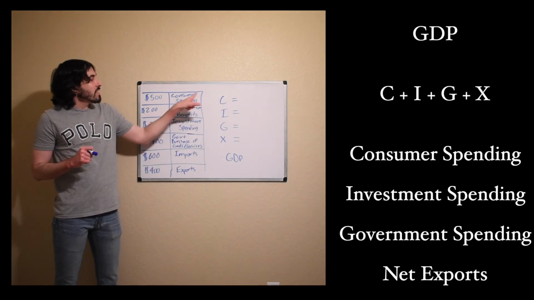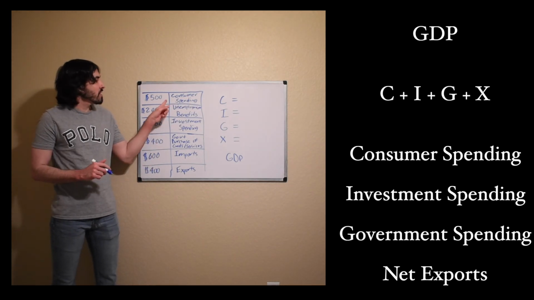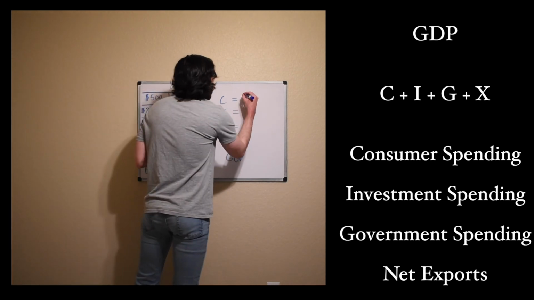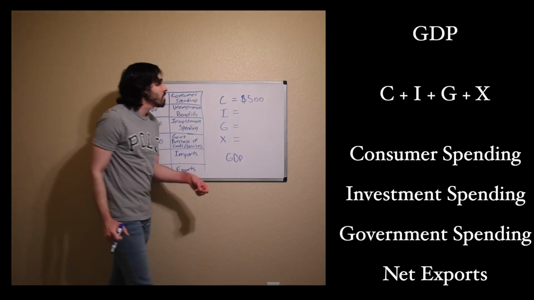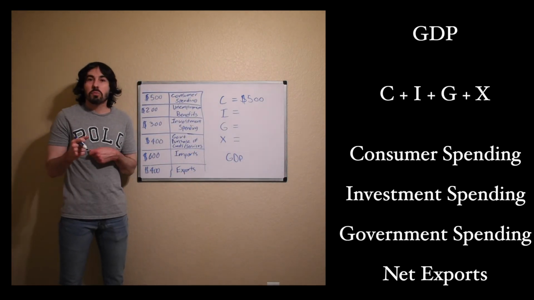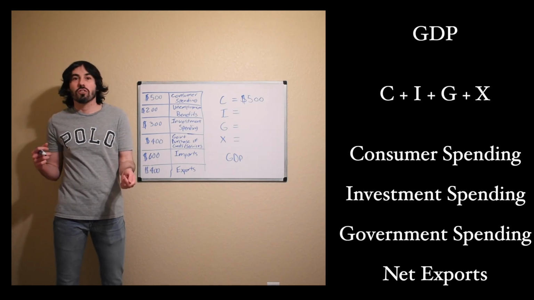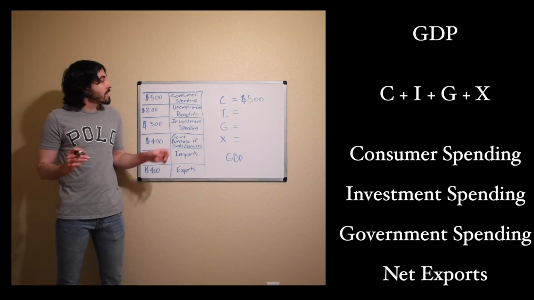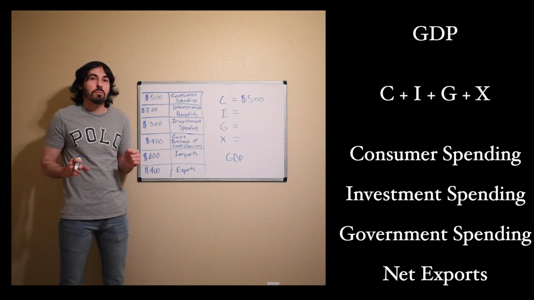First, C, that's going to be consumer spending. Consumer spending for this country this year is $500. This is always going to be the bulk of your GDP. Consumer spending makes up the largest part of our GDP. Remember, consumer spending is when people like us buy things at the grocery store, go to Starbucks, or pay to go to the movies.